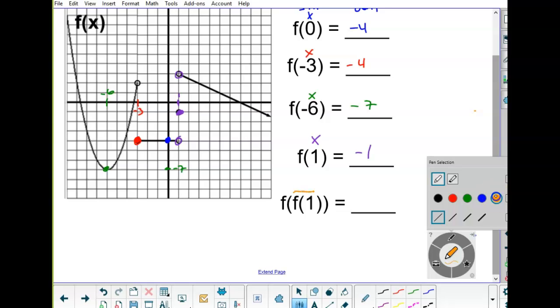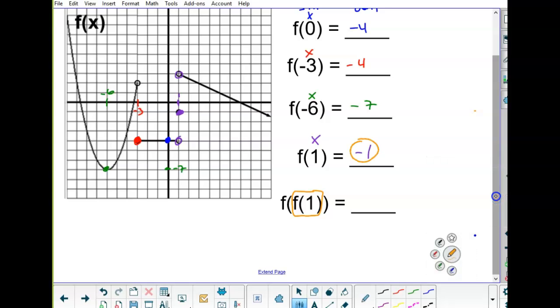We always deal with the inside function first. So I need to find f of 1. Wait a minute, didn't I just do that? So I know what f of 1 is. F of 1 is -1. And that'll take care of the inner part, but then I still have the outer f. So then we have to take the answer from the inside, and now that's my new x value. So now I have to go figure out what is f of -1. I'm going to go over -1 and see that it is right on that line as well. And I'll get -4. That's called a composition of a function.